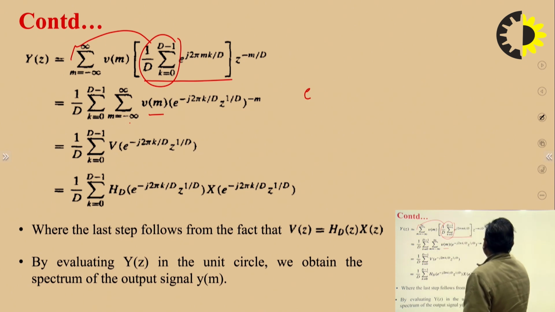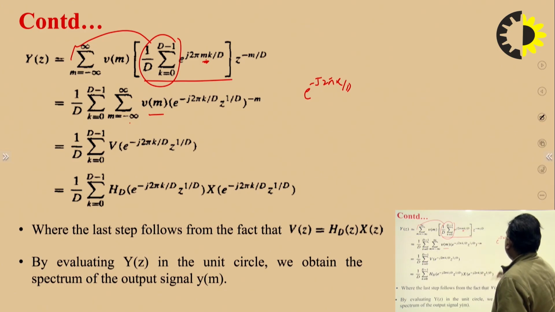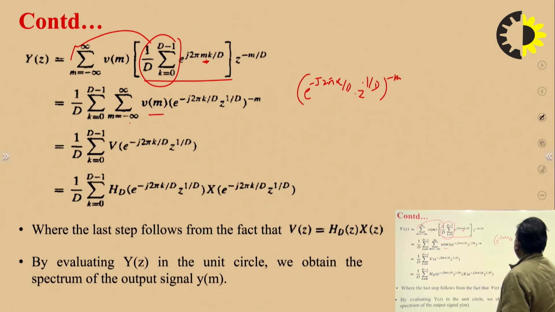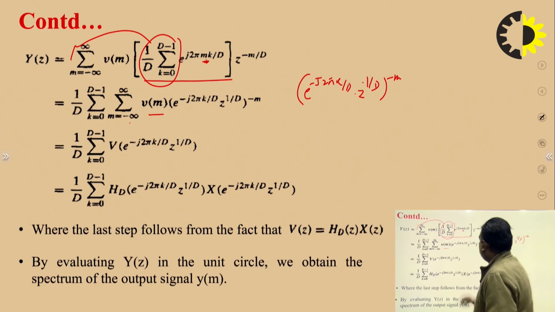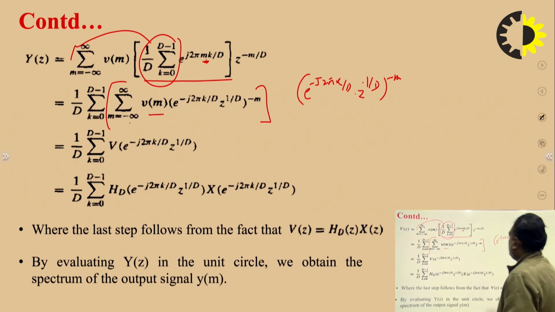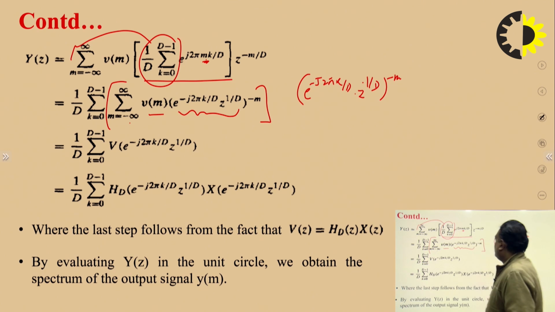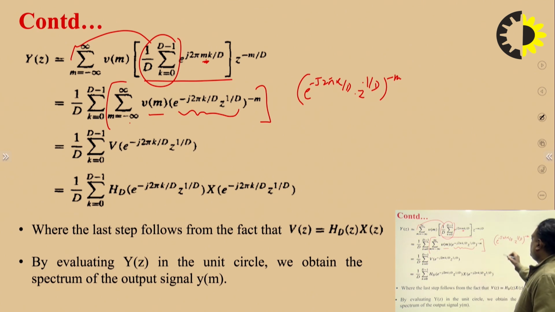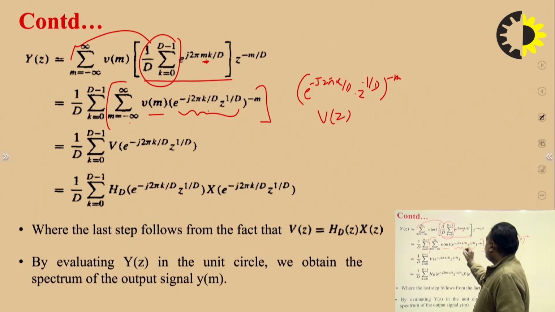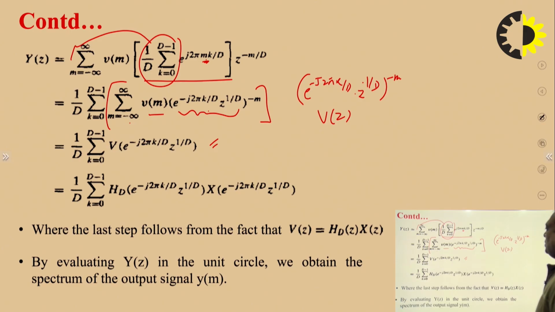You can write it as e to the power minus j 2 pi k by d, raised to the power m, together with z to the power 1 by d, and make the overall power minus m. Now this is summation m equals minus infinity to infinity v(m) into z to the power minus m, but in place of z this term appears. So we can write it as V(z), where z is this term, that is V of e to the power minus j 2 pi k by d into z to the power 1 by d.